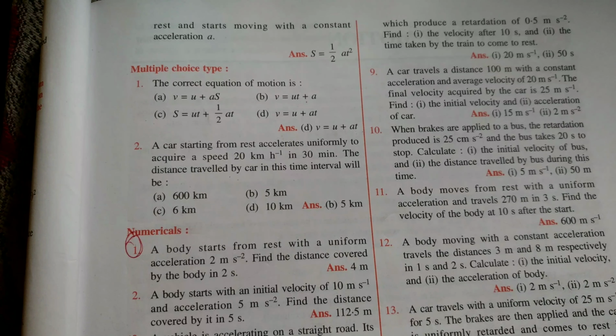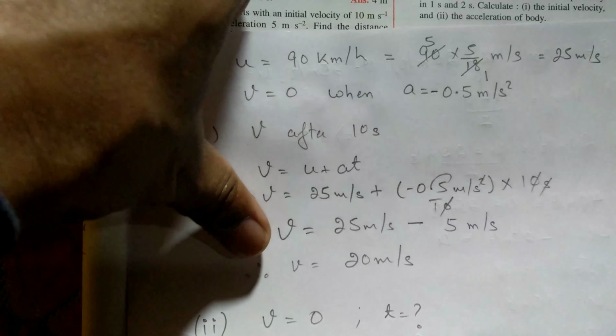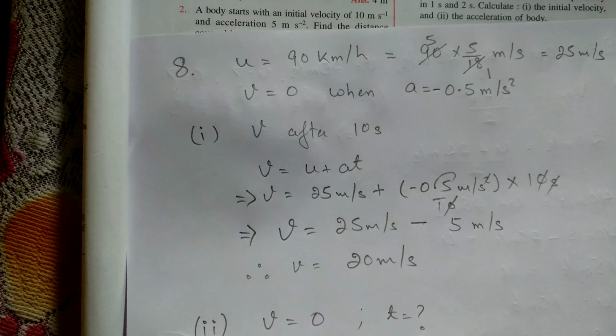Find the velocity after 10 seconds. So I am supposed to find the velocity after 10 seconds. Before it comes to rest, it should have some velocity less than the initial velocity. I'm supposed to find that, and then find the time taken by the train to come to rest. So this was question number 8, and I've solved it here. There are two parts, number 1 and number 2.